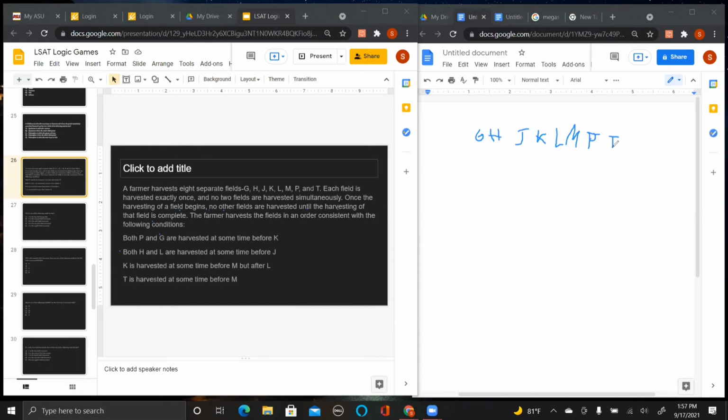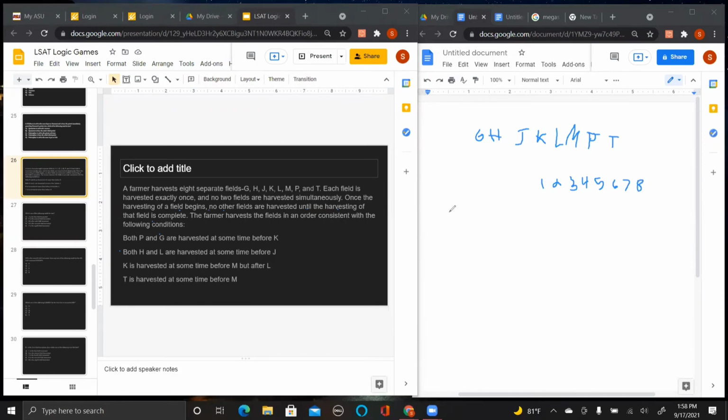Each is harvested exactly once. No 2 fields are harvested simultaneously. Again, that's just saying that these are going to be put in an order from first to last. Once the harvest of a field begins, blah, blah, blah. So we are trying to find first, second, third, fourth, 5th, 6th, 7th, and 8th. Come on, there we go. All right, put them in order.